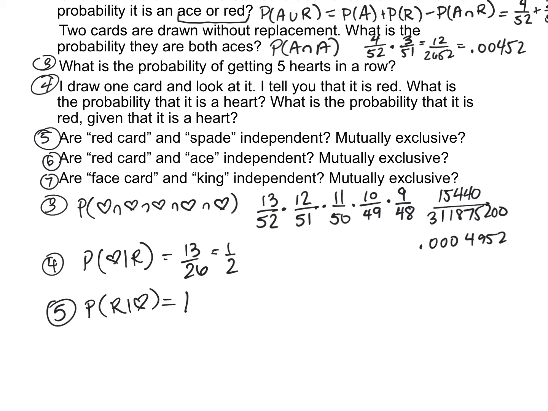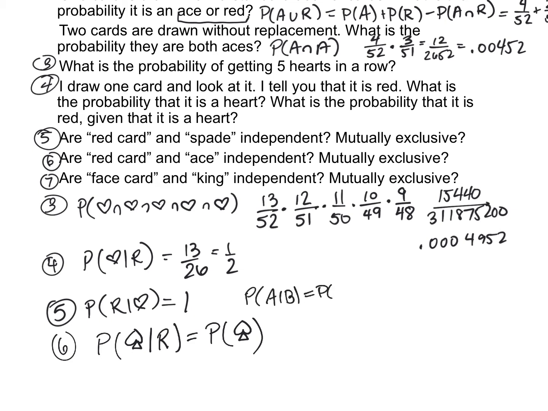Are a red card and a spade independent? Let's find out. If independent, we can say the probability of a spade given it's red would equal the probability of getting a spade. The probability of A given B has to equal the probability of A if they are independent.